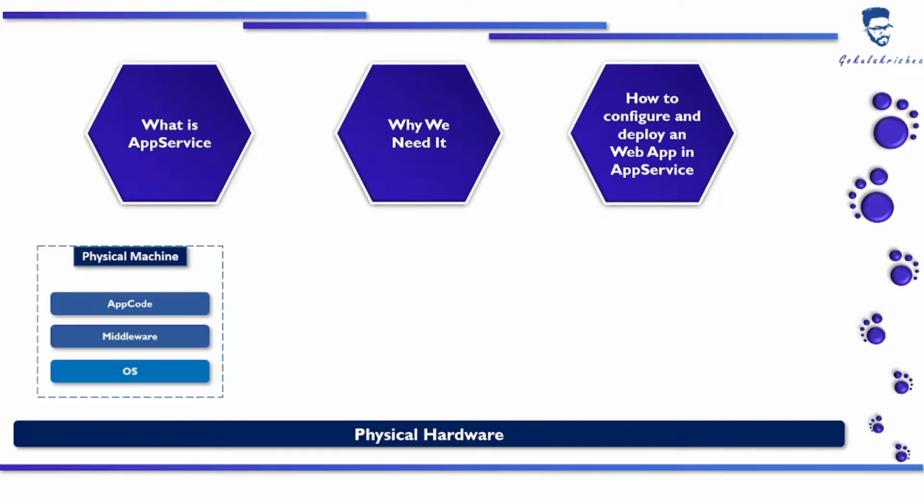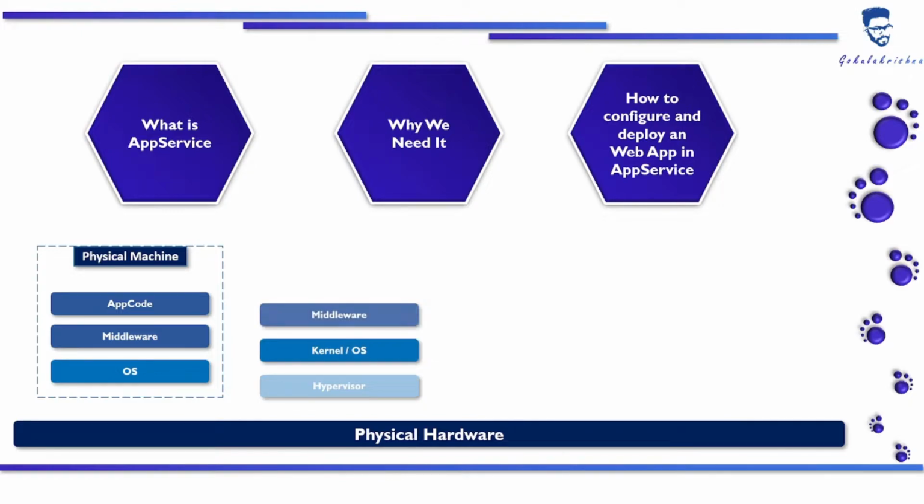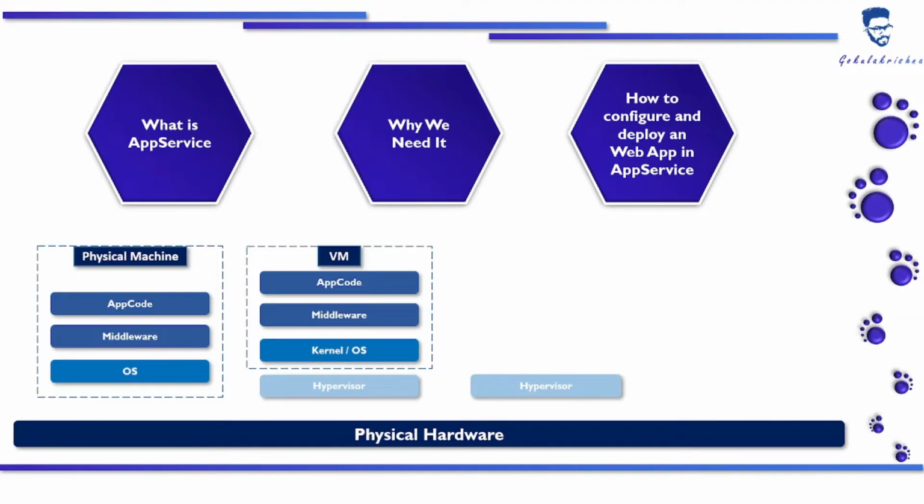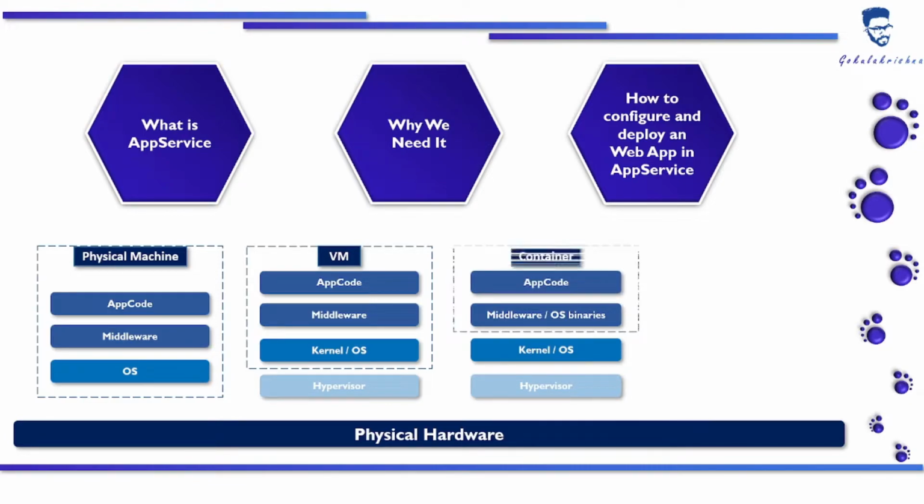The second method is Azure Virtual Machines. Here the physical hardware and hypervisor are managed by Azure. Our part is we need to install the operating system and middleware environment to run our web app. The third major one is Azure Container Instance. Here the physical hardware, hypervisor, and operating system are managed by Azure. We need to choose our operating system binaries and the middleware environment to deploy our web app. This is the trending method.